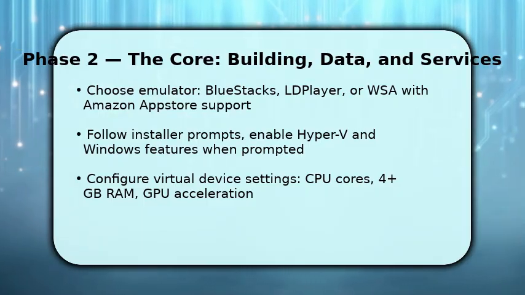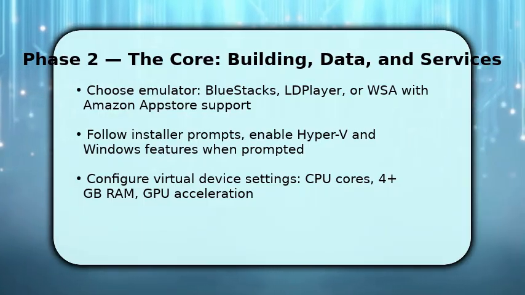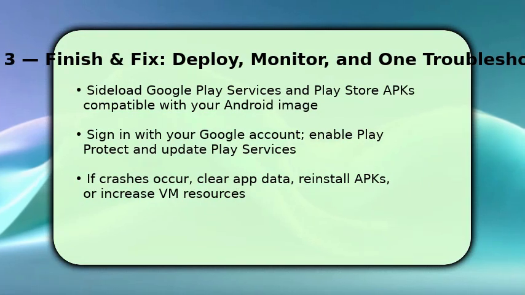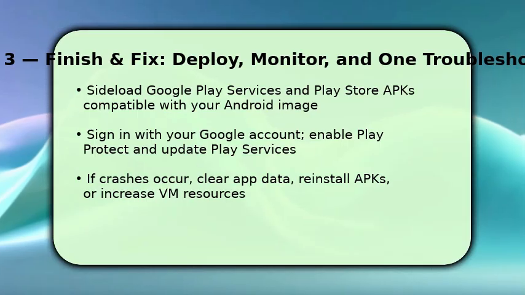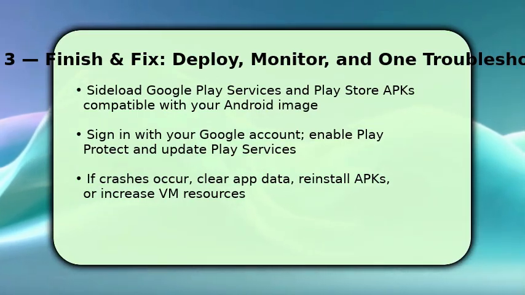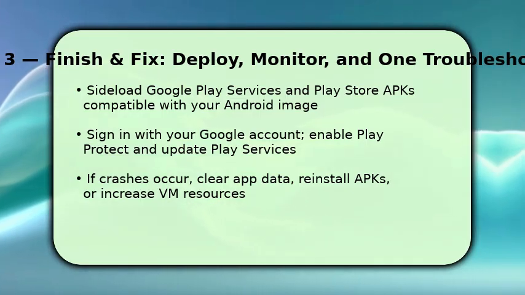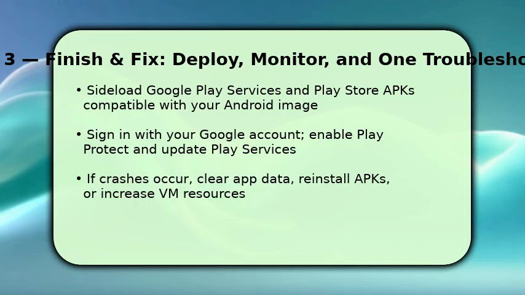Once installed, launch the virtual device, unlock developer options if needed, and prepare to sideload. You finish by sideloading Google Play Services and the Play Store APKs that match your Android image. Compatibility matters, so use packages for the same Android version. Once installed, sign in with your Google account and allow updates. Play Services must update to authenticate apps.